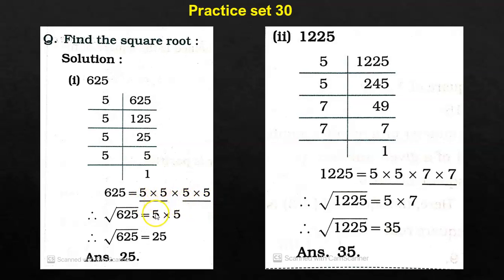From each pair we pick out one. So 5, and from this pair 5. So 5 into 5, which is 25. So that is your final answer. Square root of 625 is 25.